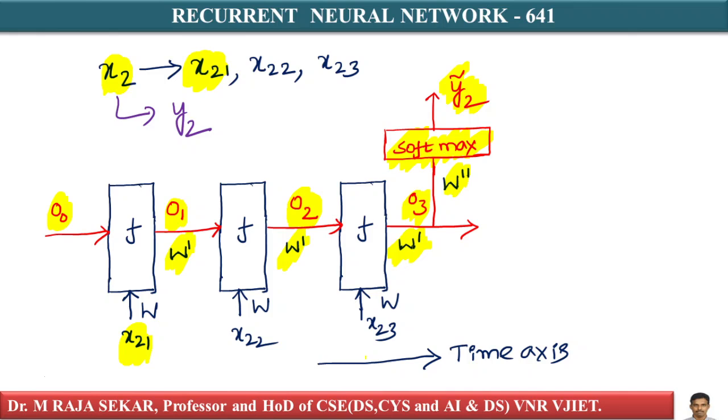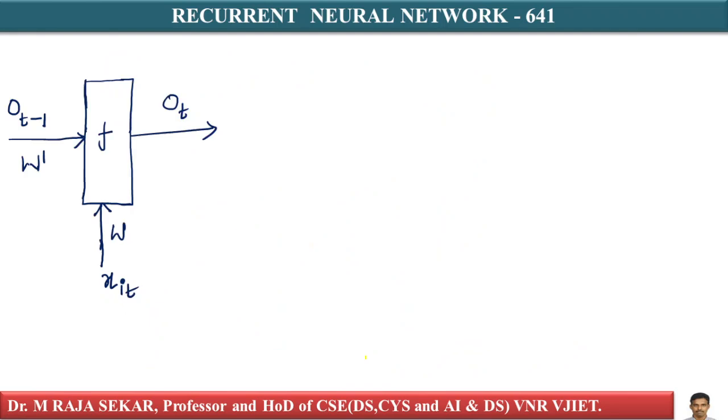So the actual neuron, each of these individual neurons, just say this is the actual neuron: your activation function f takes input from the previous layer, that is O(t-1), with W dash, and W double dash is here, isn't it? This xit is the input. What is your xit? I can say xit is the t-th word in the i-th sentence. It generates Ot, isn't it?